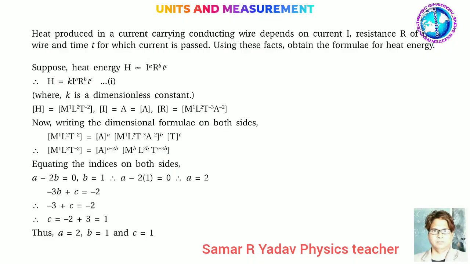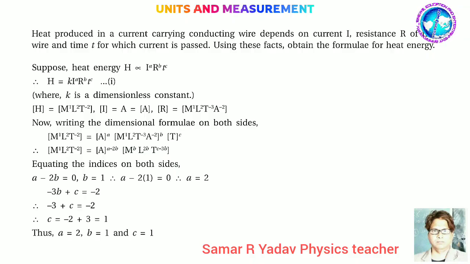These are the dimensions of the given physical quantity. Now writing the dimensional formula on both sides: [M^1 L^2 T^-2] = [A]^a [M^1 L^2 T^-3 A^-2]^b [T]^c. Therefore [M^1 L^2 T^-2] = [A]^(a-2b) [M^b L^2b T^(c-3b)].